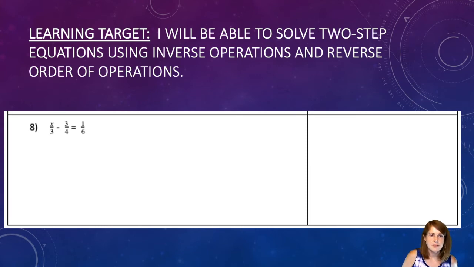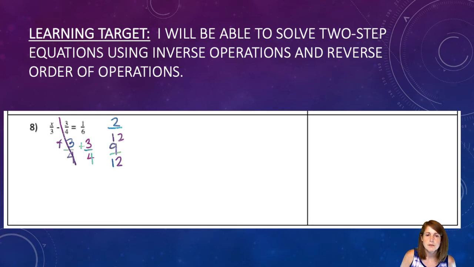Last but not least, again, fractions. But again, I'm going to use the order of operations. So I'm going to start by adding 3/4 to both sides. And I should have said the reverse of order of operations. So this one cancels out. I can't add 1/6 and 3/4 until I have a common denominator, so I'm going to rewrite them both with the denominator of 12. 6 goes into 12 2 times, so 2 times 1 is 2. 4 goes into 12 3 times, so 3 times 3 is 9. When I add those together, I get 11/12.